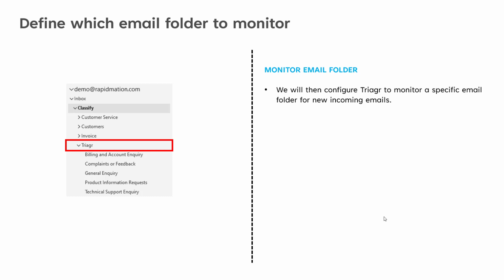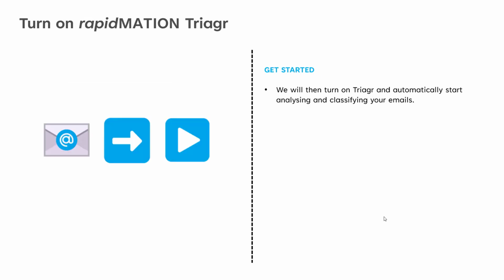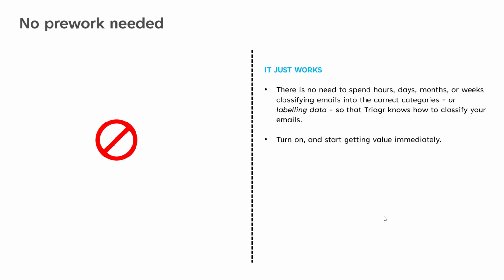The first thing that we do is set up our automation to monitor a specific email inbox folder. As soon as a new email arrives in this folder, we can start picking up on those incoming emails. The best part about Triagr is we simply configure it to point at a specific email inbox folder and turn it on, and it automatically starts analyzing and classifying emails. The beauty about this is there's absolutely zero pre-work needed. What I mean by that is it just works.